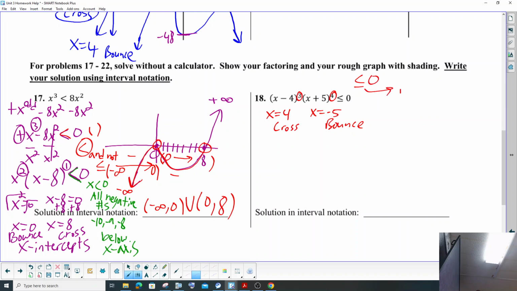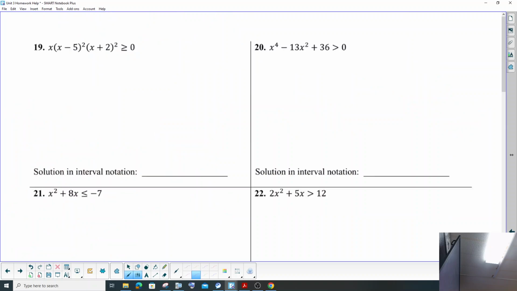And so the equal to means we include the x-intercepts in our solutions. So that means brackets. Okay, let's see here, or maybe this way. If there's infinity, we'll see. Okay, so try number 18 on your own.